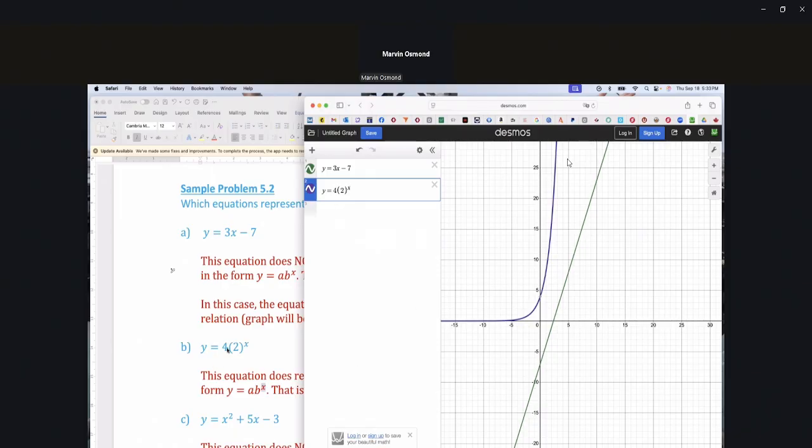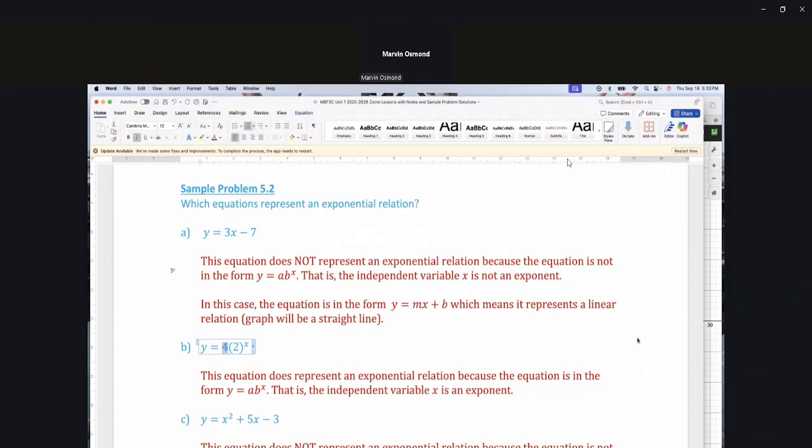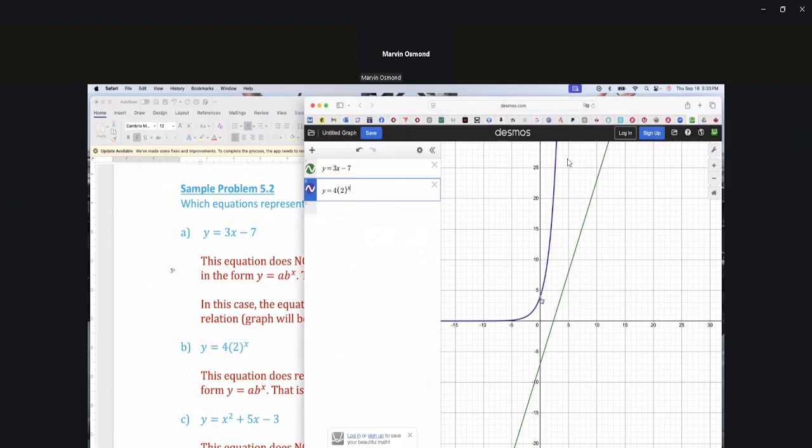And as I said, that 4 right here gives us the y-intercept. So if x is 0, anything to the power of 0 is 1. So 2 to the power of 0 is 1, and 1 times 4 is 4. There we go. So if x is 0, y is going to be 4.